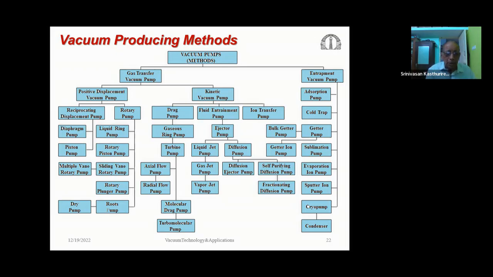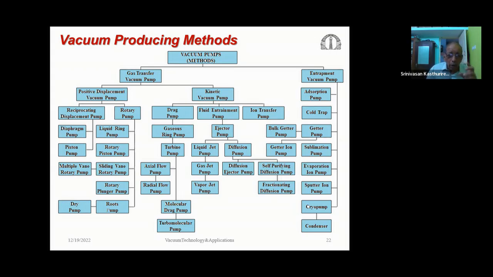Now, coming to gas transfer, there are many methods. One is the positive displacement type of pump, and then the kinetic pump. In the positive displacement pump, the gas is drawn, pulled, thrown out. Again, drawn, pulled, compressed, thrown out. Drawn, compressed, thrown. That you call a positive displacement vacuum pump. In the kinetic pump, the gas molecules are gradually pulled out and then thrown out. That is your kinetic pump.